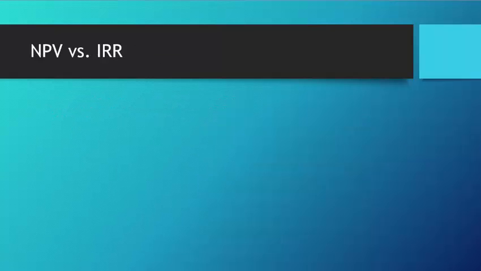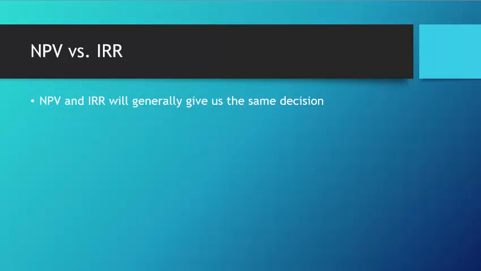So if I'm comparing net present value and IRR, first off, net present value and IRR generally give the same answer, which means if one of them says this is positive NPV, the IRR will come out to be greater than the weighted average cost of capital. I've never seen this not work. If NPV is positive, IRR will be greater than weighted average cost of capital, so the thumbs up on one will be the thumbs up on the other.